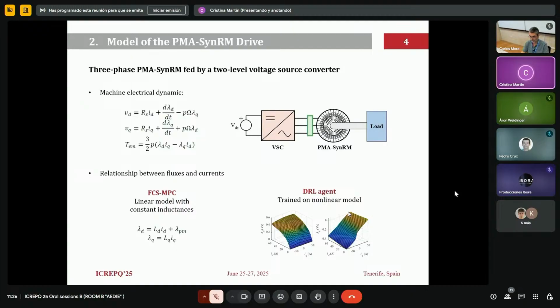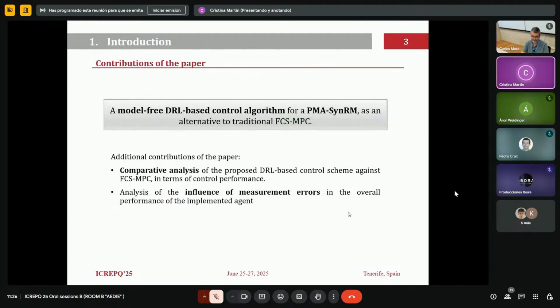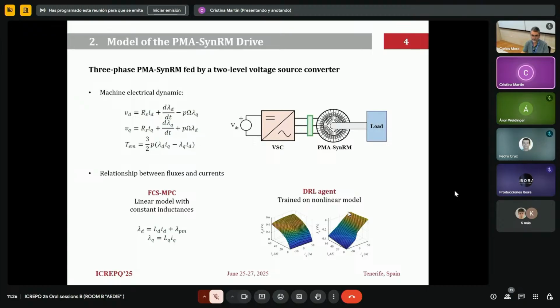Okay, so after I explained the contribution, you can see here that basically it is this DRL-based control algorithm. I will explain the system that will be used as a case example. It is a three-phase machine fed by a two-level voltage source converter. Its dynamics is modeled in the DQ reference frame, since it is the common practice for control purposes. And here are the main equations, the stator voltages and the torque.